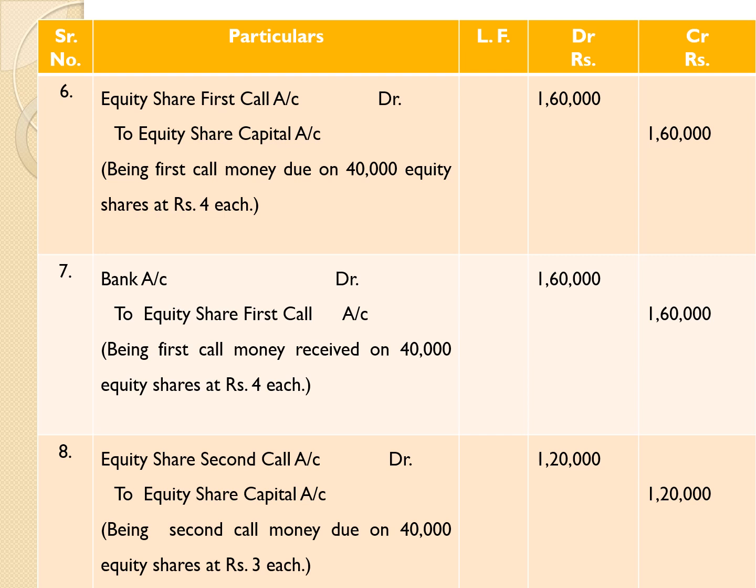Being second call money due on 40,000 equity shares at rupees 3 each. Here the 40,000 issued shares is the base for all entries except entry number 1 and entry number 4.